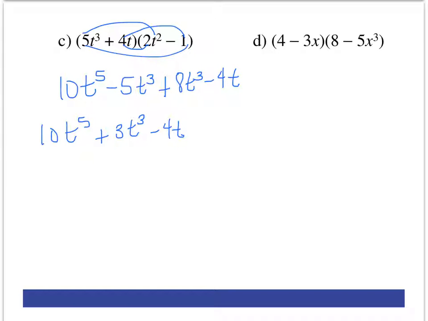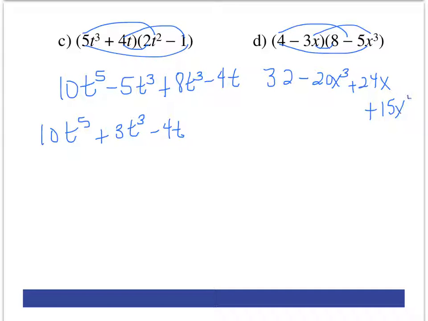So let's do this one. So we get 4 times 8, which is 32. Outer gives us a negative 20x cubed. Inner gives us a 24x. And then last gives us a positive 15x to the fourth. So when we gather like terms, there's not any to gather.